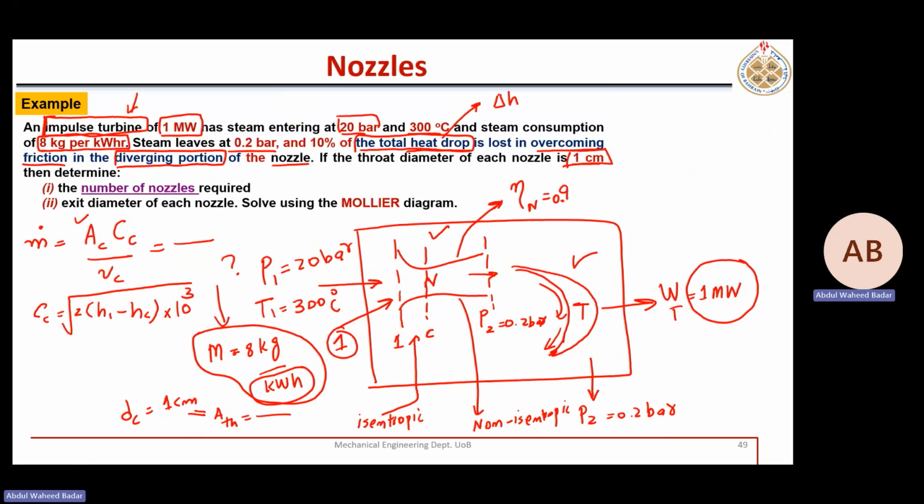VC we will find out from tables. H1, HC from the HS chart or table. VC from tables, because in charts we do not have volume lines. There are charts having volume lines, but who will read it? So that's why we have to use the table here.